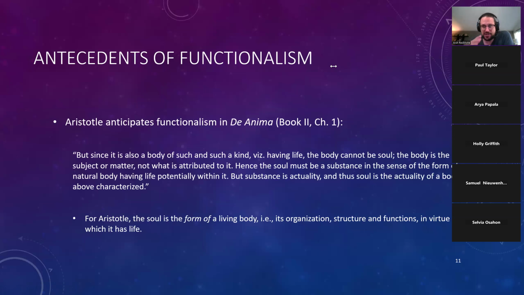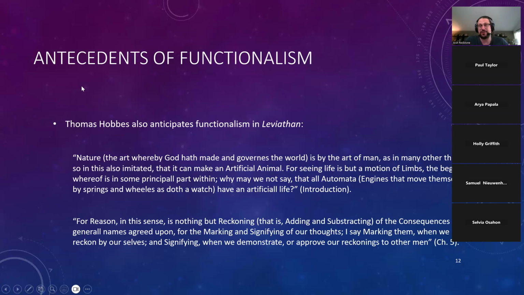Things that are not alive don't have souls. But all matter has this sort of entelechy, like it wants to be informed. And that's why there can be tables and chairs and artifacts and stuff. Those things don't have souls, but the matter that they are made of has this feature called entelechy. So that's Aristotle, an important antecedent of functionalism.